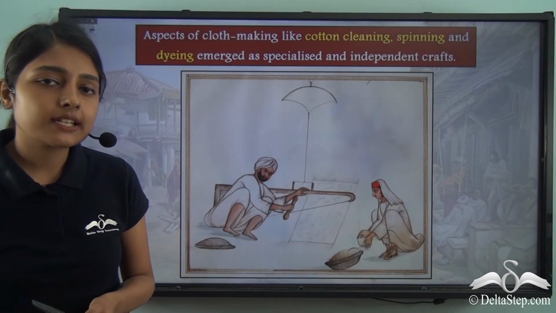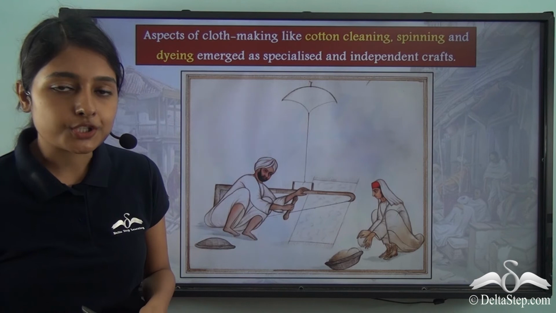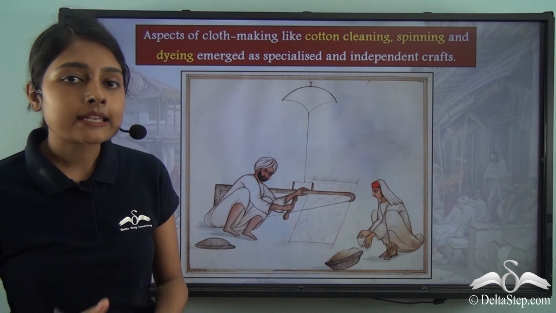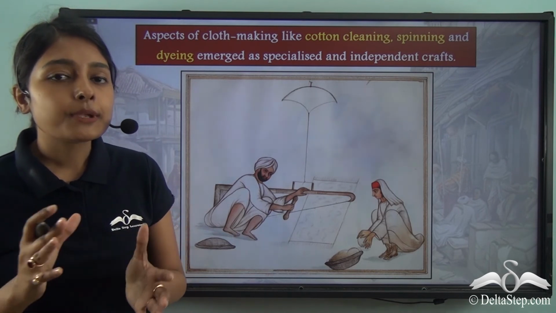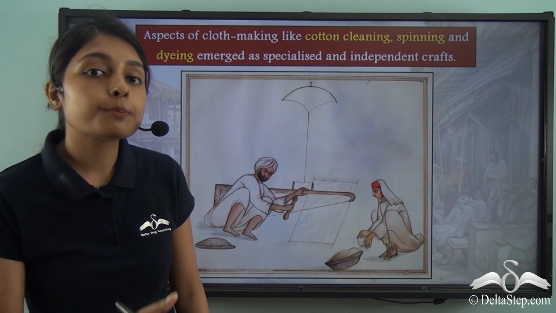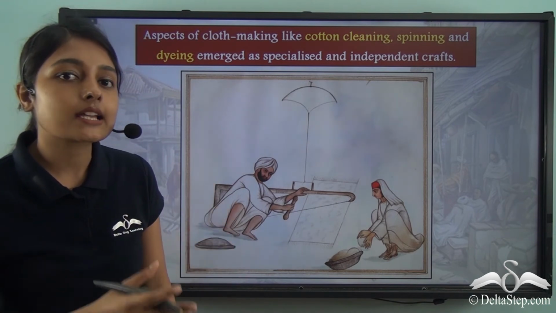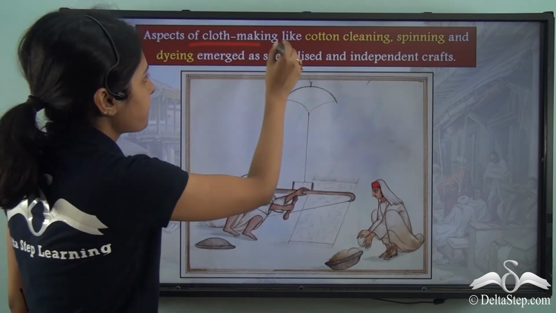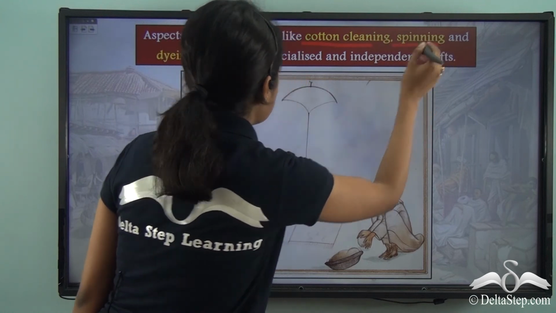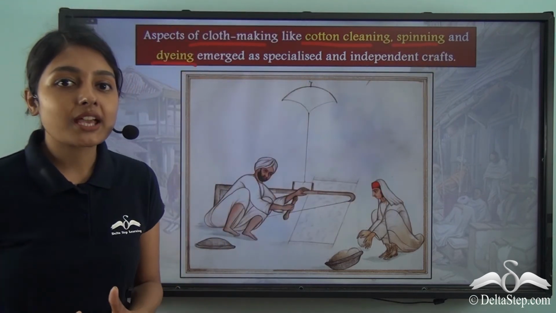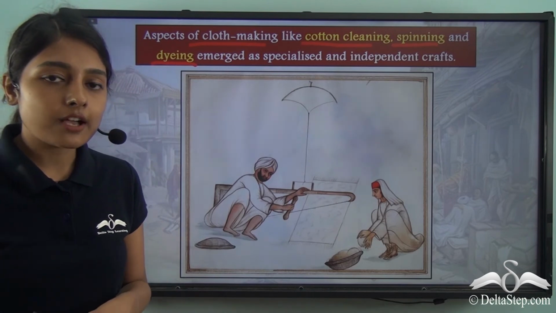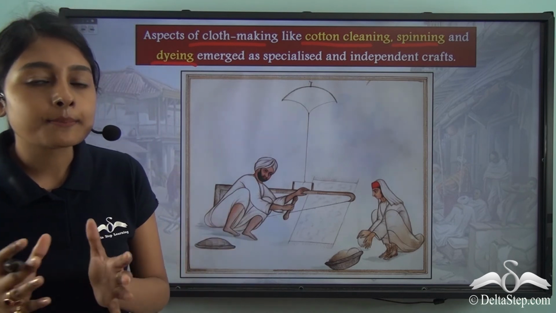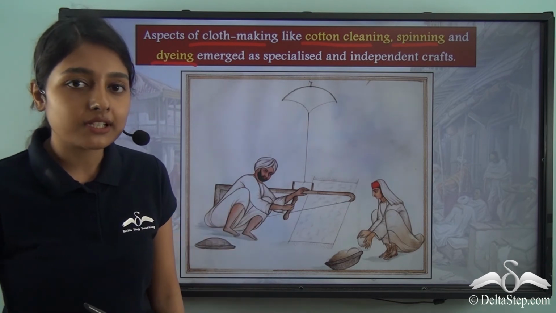Around this time in medieval India, several kinds of crafts emerged, because along with the bronzesmiths, coppersmiths, stonesmiths and these kinds of artisans, people also required goods that could not be produced by these craftspersons and artisans alone. And for this reason, various aspects of cloth making like cotton cleaning, spinning and dyeing now emerged as specialized and independent crafts.